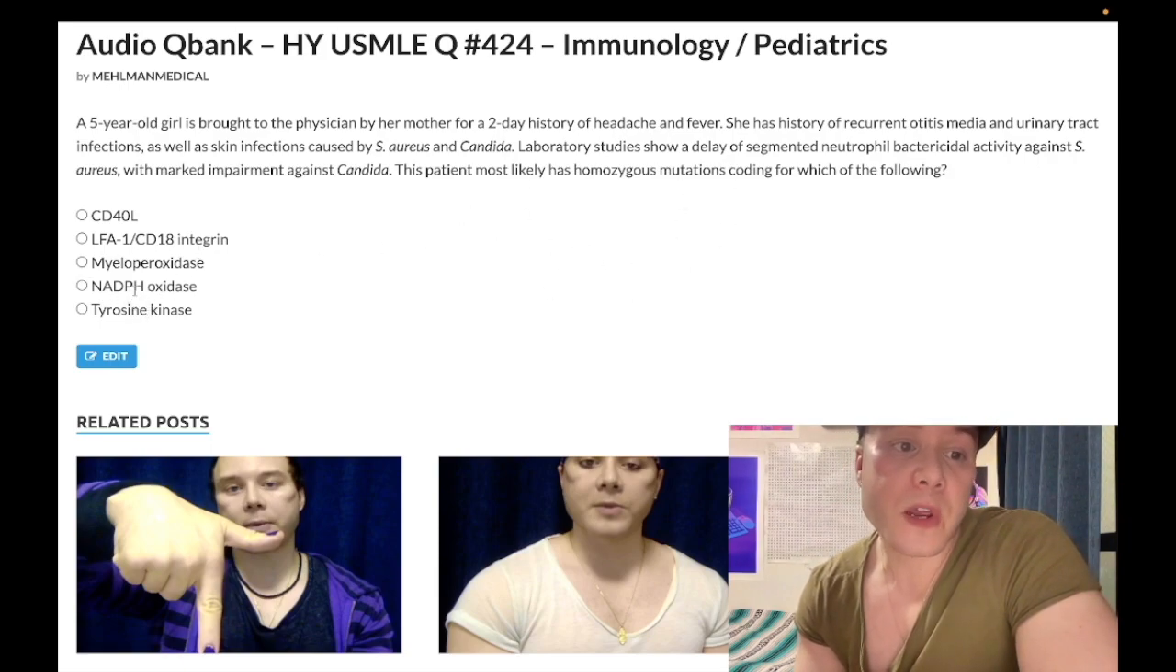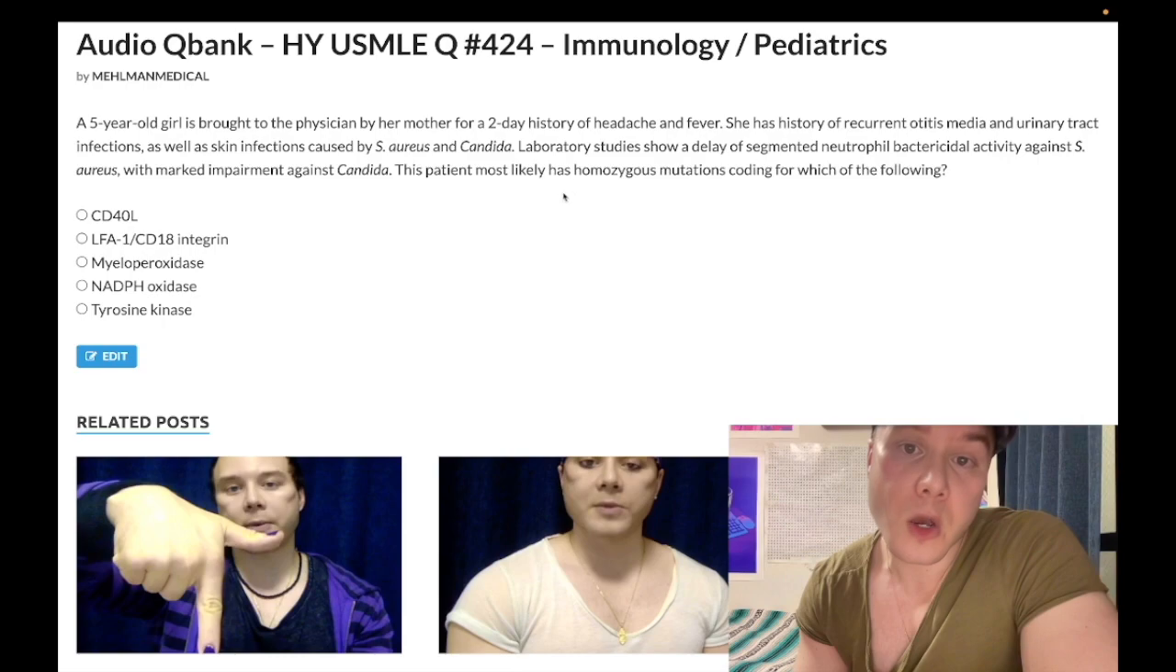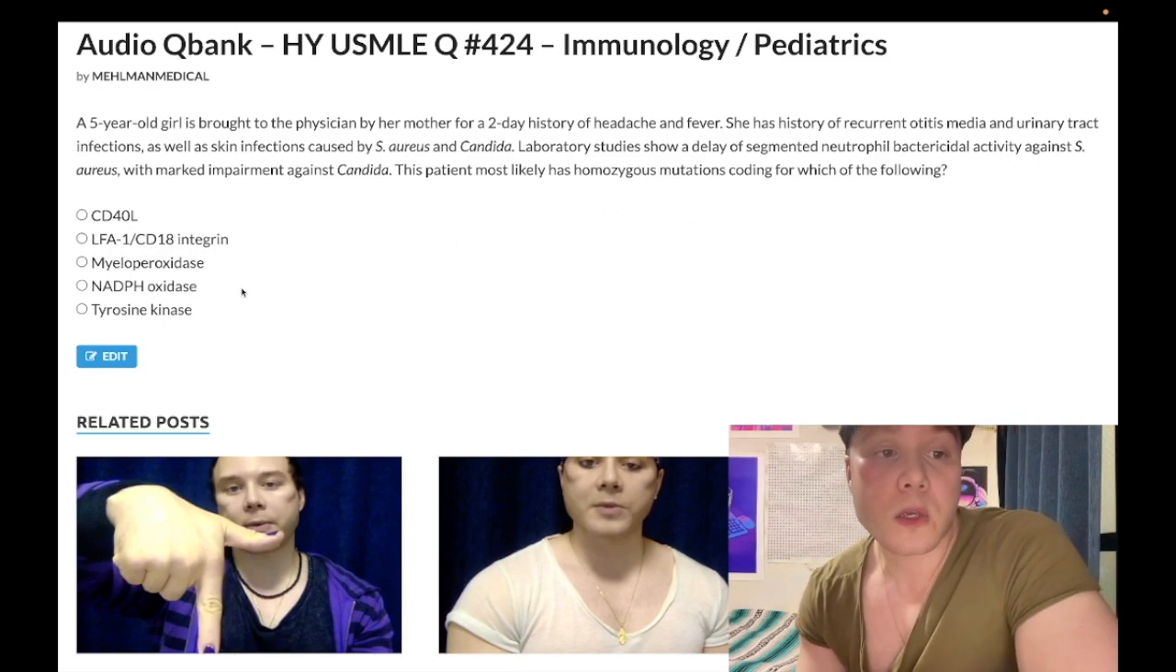But NADPH oxidase, you need to know that CGD, you can get Serratia sepsis. They like Serratia, recurrent staph infections. SPACES is the mnemonic for catalase positive organisms. So staph, Pseudomonas, Aspergillus, Candida, E. coli, Serratia, okay? But that this presentation here is MPO, autosomal recessive, okay?